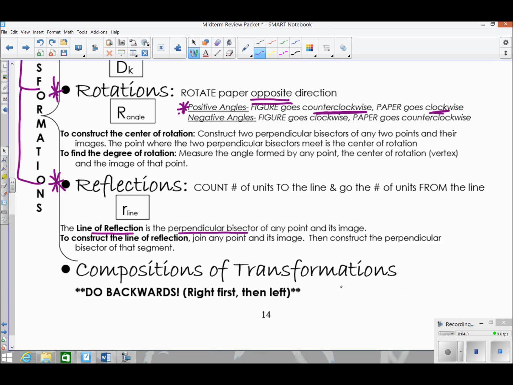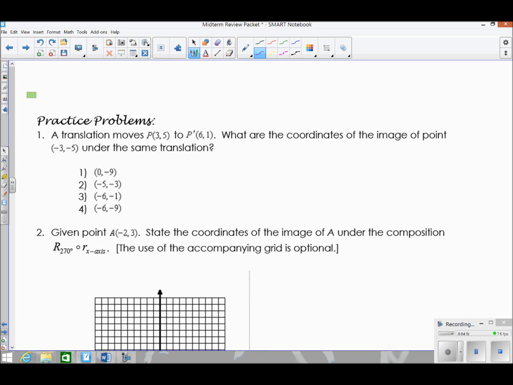This is like when you have a rotation of 90 degrees of a reflection of the x-axis. You always do these backwards. So you start on the right side, you do that first, and then this one would be second, the one on the left side. And one important thing is whatever you get out from the first one, you use those coordinates to do the second one. So let's look at some examples.